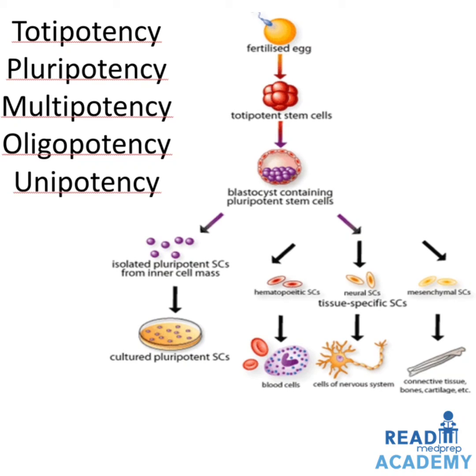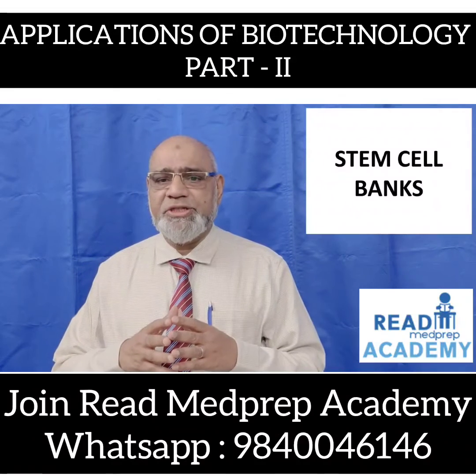The pluripotent stem cells can also differentiate into hemopoietic stem cells, neural stem cells, and mesenchymal stem cells, which are tissue specific. The hemopoietic stem cells form the blood series, the WBCs and the RBCs. The neural cells form the cells of the nervous system, and the mesenchymal cells form the connective tissue, cartilage, fat tissue, bones, etc. Now let us move on to stem cell banks.